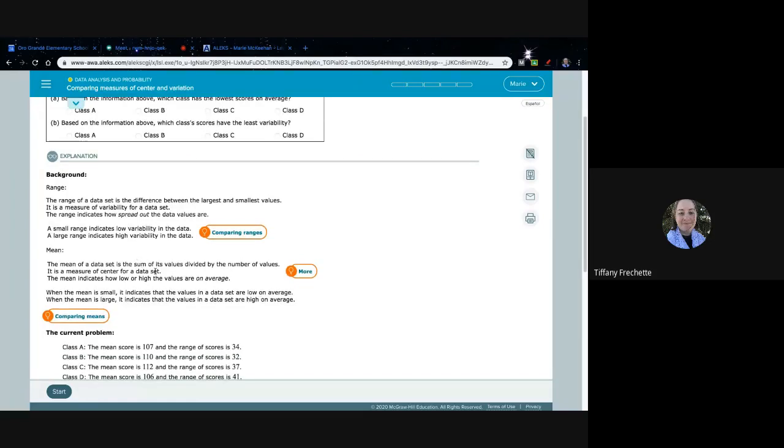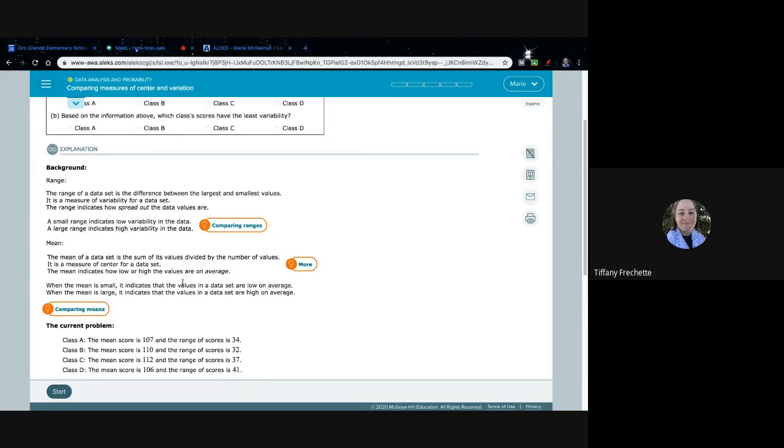The mean of a data set is the sum of the values divided by the number of values. In other words, the mean is the average. It is the measure of the center for a data set. The mean indicates how low or high the values are on average. So again, mean is another word for average. When the mean is small, it indicates that the values in a data set are low on average. And when the mean is large, it indicates that the values in a data set are high on average.